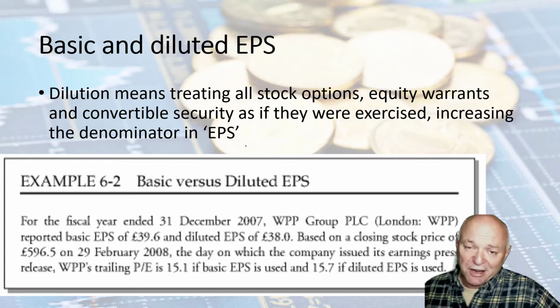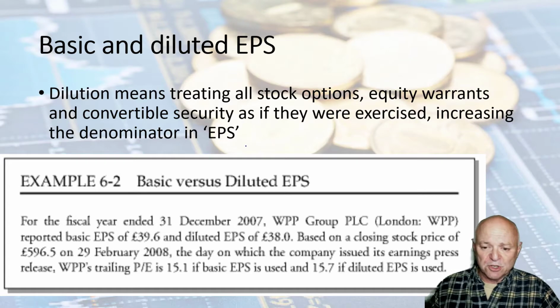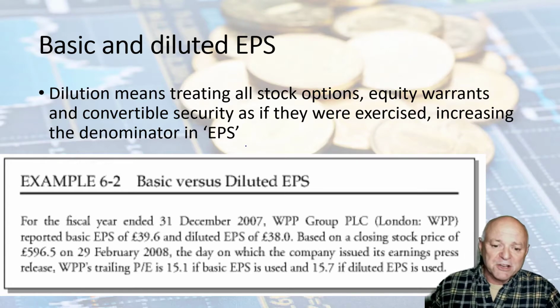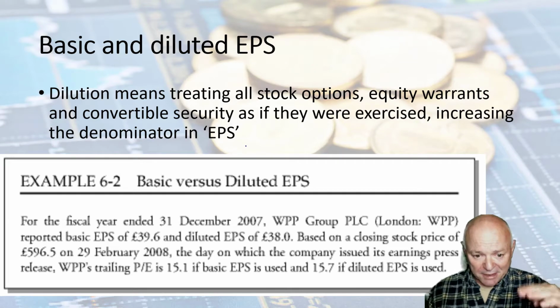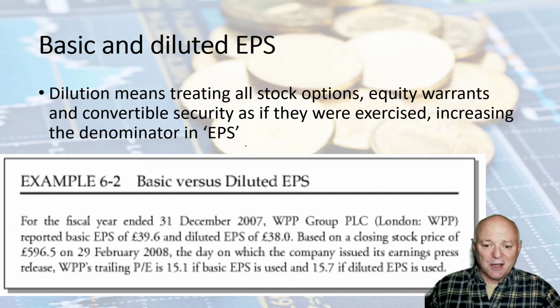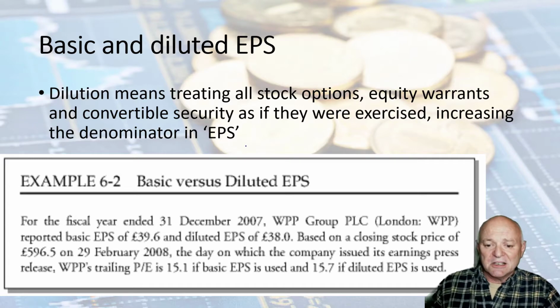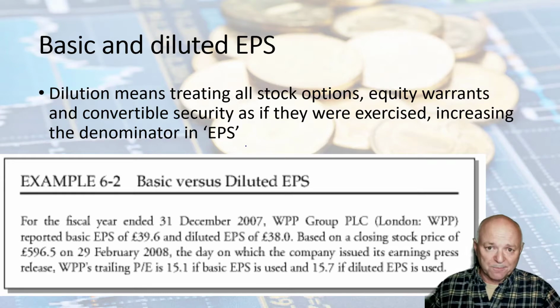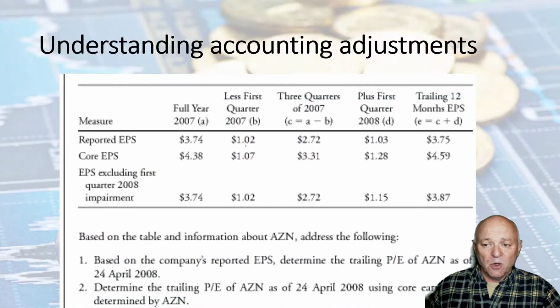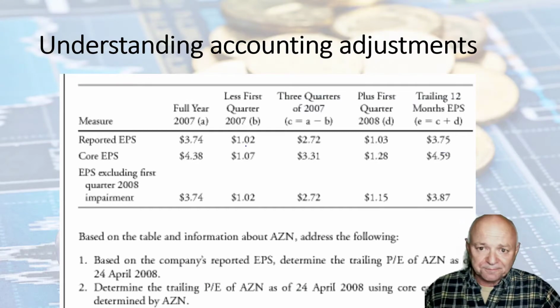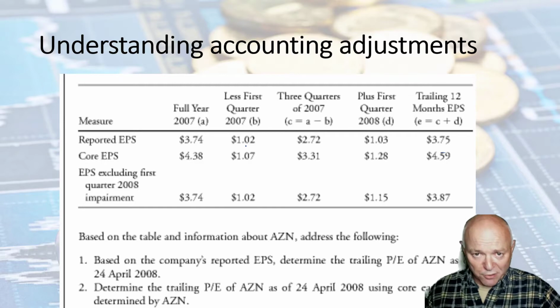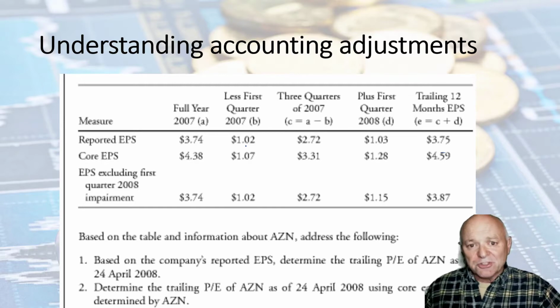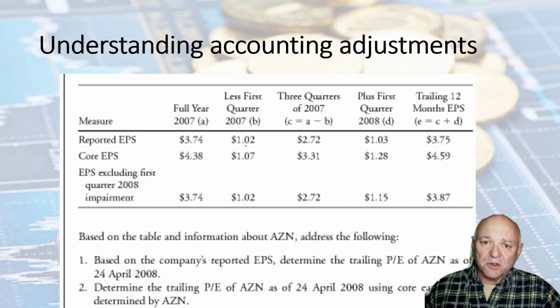With a closing price of 596.5, and that number doesn't change, on that day its price earnings multiple would be calculated as that price that I just quoted divided by 39.6, and 15.7 if we use the diluted earnings per share of 38. So the price earnings multiple does change depending on how we report the earnings per share. We can also make adjustments based on both the observation of recurring versus non-recurring, and also the quarterly results.